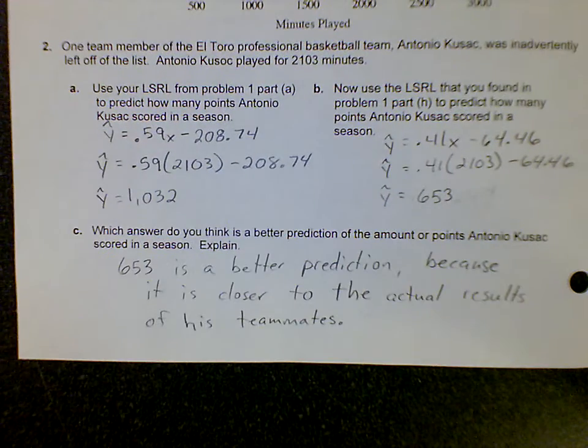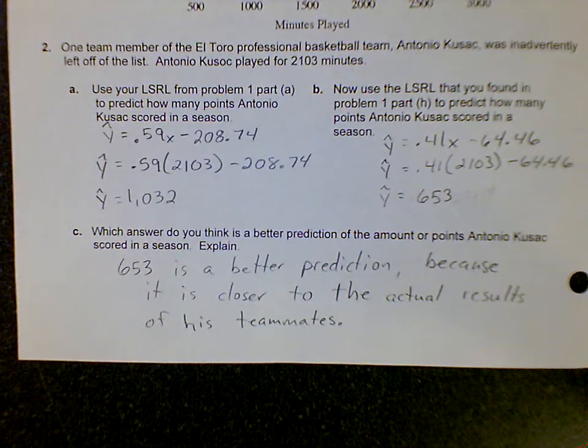All right, so I wrote 653 as a better prediction because it is closer to the actual results of his other teammates. So it kind of fits more in line with what his other teammates did. Plus, we're not taking into account the outlier, so there's a really good chance that that's going to be a better prediction if we're not counting the outlier anyways.